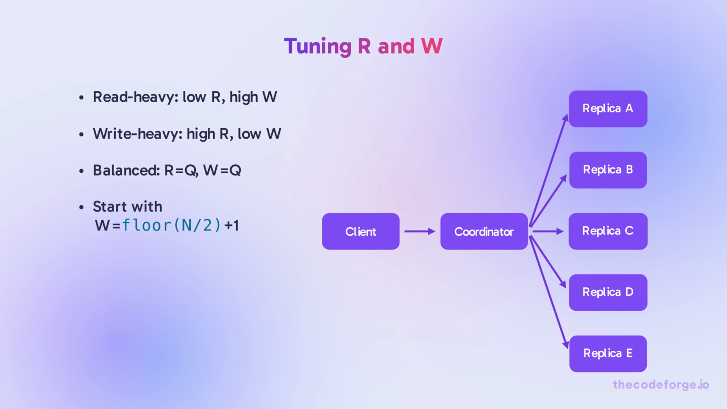The choice of R and W depends on your workload. For a read-heavy system, you want low R to reduce latency, but high W to maintain consistency. For a write-heavy system, low W for fast writes, but high R to guarantee reads see the latest data.